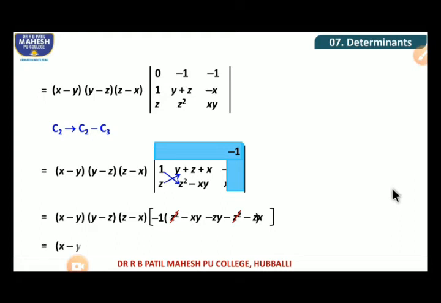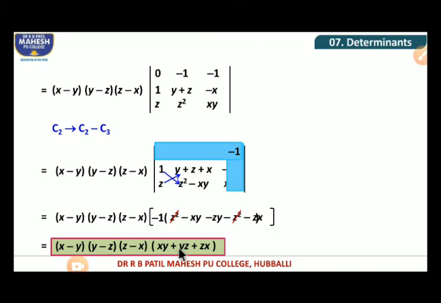Therefore, we have (x minus y)(y minus z)(z minus x), and after multiplying minus 1 into the 3 terms, the remaining terms become xy plus zy plus zx. Therefore, we have xy plus yz plus zx. So this whole product is equal to the RHS of the given determinant. Hence, it is proved. So just practice this problem, students. Similarly, we go for the next example.